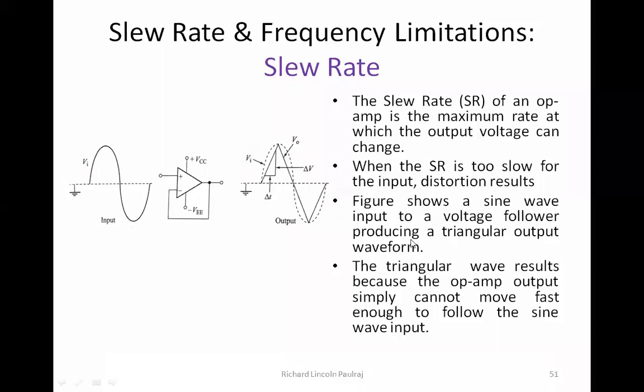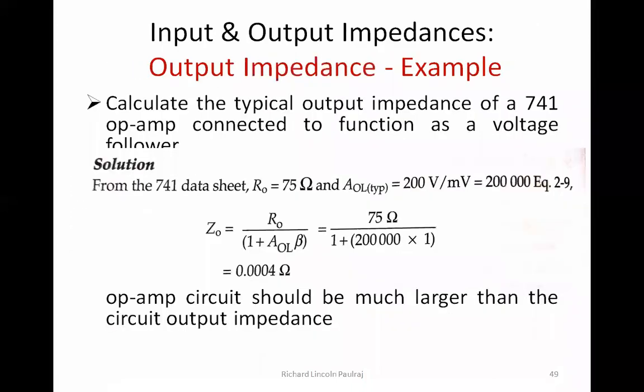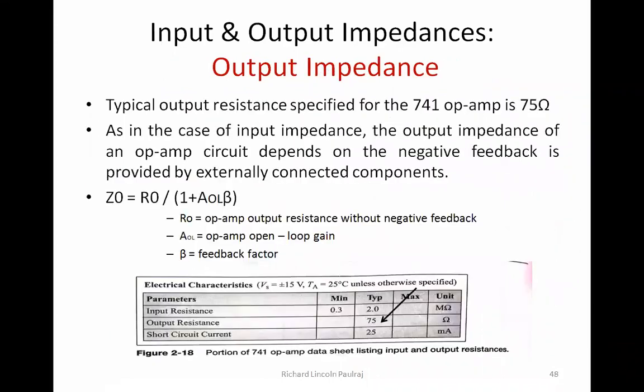In the previous class, we were looking into concepts based on impedances, concepts based on input and output. Specifically, we saw an example of how Z0 is calculated, that is your output impedance. And we also saw the importance of looking into the data sheet and how the values can be extracted.